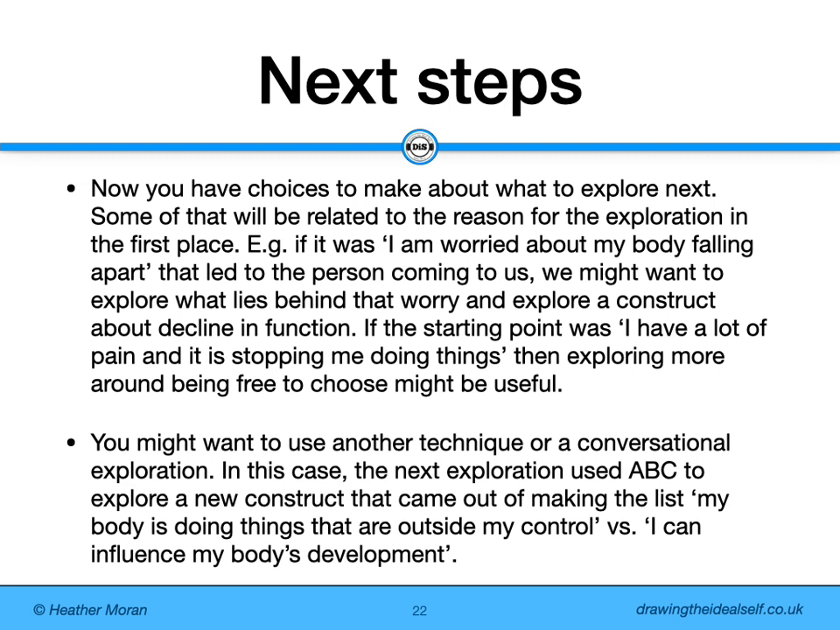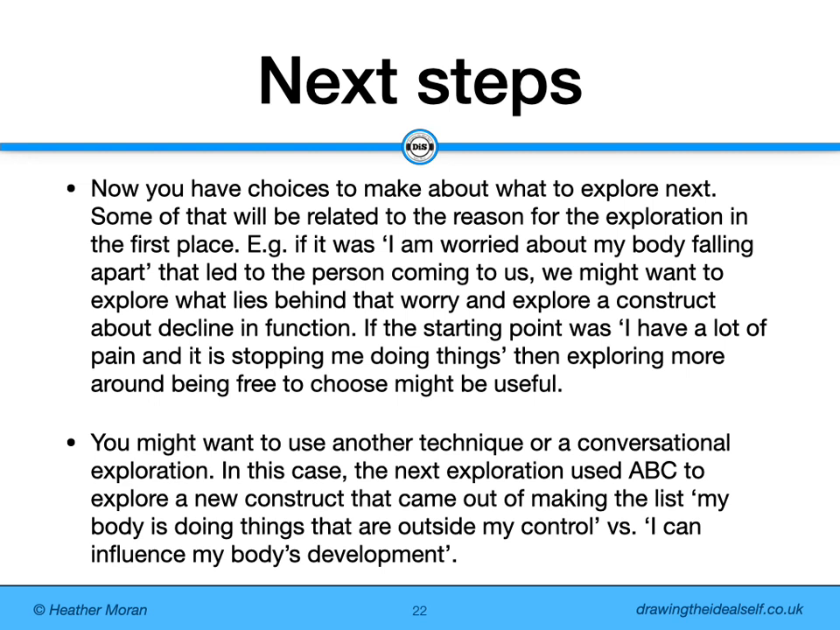Now you have choices to make about what to explore next. Some of that will be related to the reason for the exploration in the first place. For example, if it was "I am worried about my body falling apart" that led to the person coming to us, we might want to explore what lies behind that worry and explore a construct about decline in function. If the starting point was "I have a lot of pain and it is stopping me doing things," then exploring more around being free to choose might be useful. You might want to use another technique or a conversational exploration.